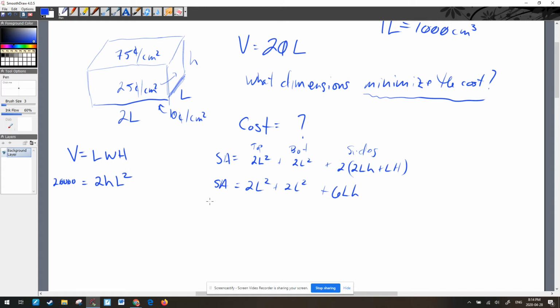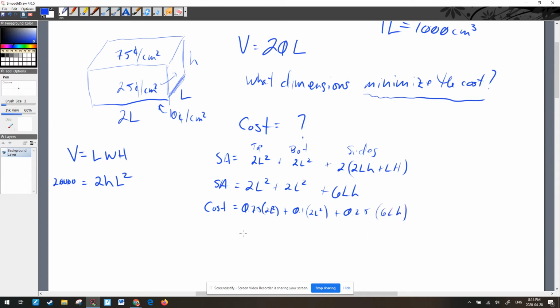Now I'm going to add the costs in here because that's what we're really after. The cost is going to be equal to, well, the top is 75 cents per centimeter squared. You could do it as 0.75 in dollars, or as 75 in cents. I think I'm going to do it as 0.75. So I'm going to say 0.75 times 2L squared. And then the bottom is going to be 0.1 times 2L squared, plus the sides are 0.25 times 6LH.